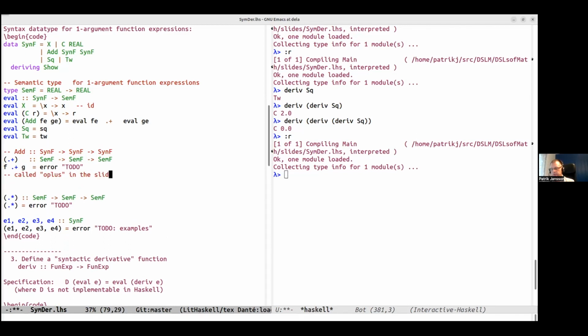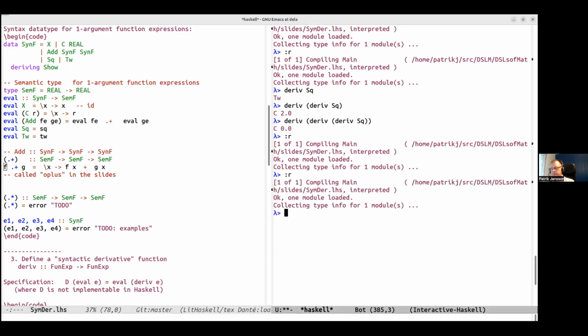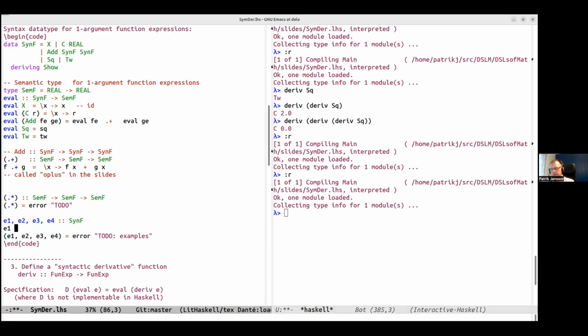in the slides. So it's supposed to add two functions together, and it can do this by taking an argument, applying f to x, and adding it to applying g to x. So this works out type-wise, and now we can try to give some example. And I would actually say E1 here is add x x.